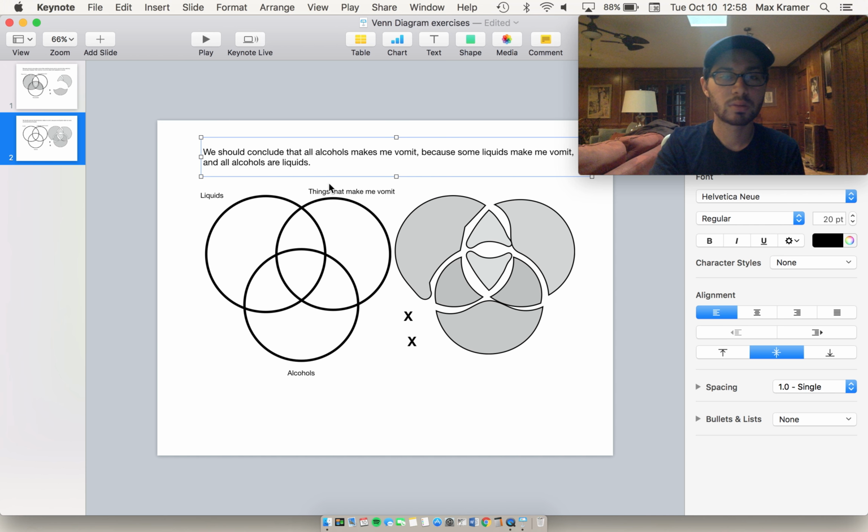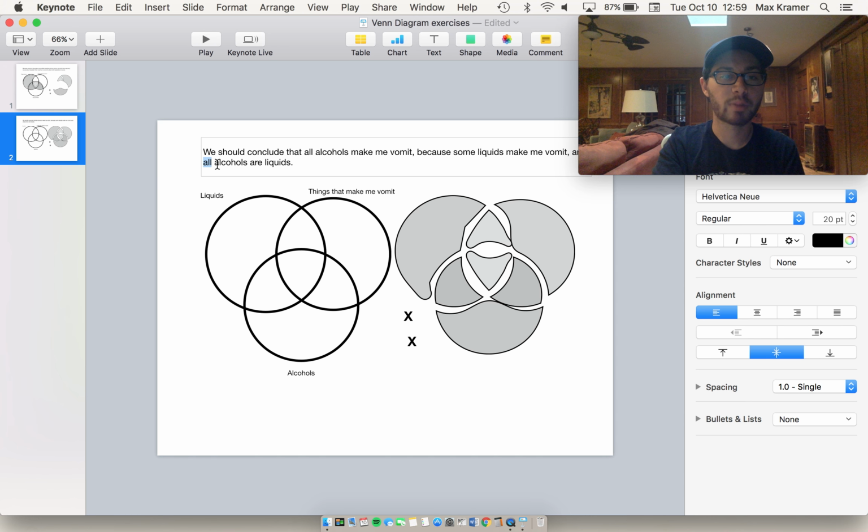So the argument goes, alcohols make me vomit because some liquids make me vomit and all alcohols are liquids. So we should conclude that this right here, all alcohols make me vomit, is going to be the conclusion. And so some liquids make me vomit and all alcohols are liquids are the two premises. Now, since we have one particular statement with this some and one universal statement with this all, we want to make sure we do the universal first.